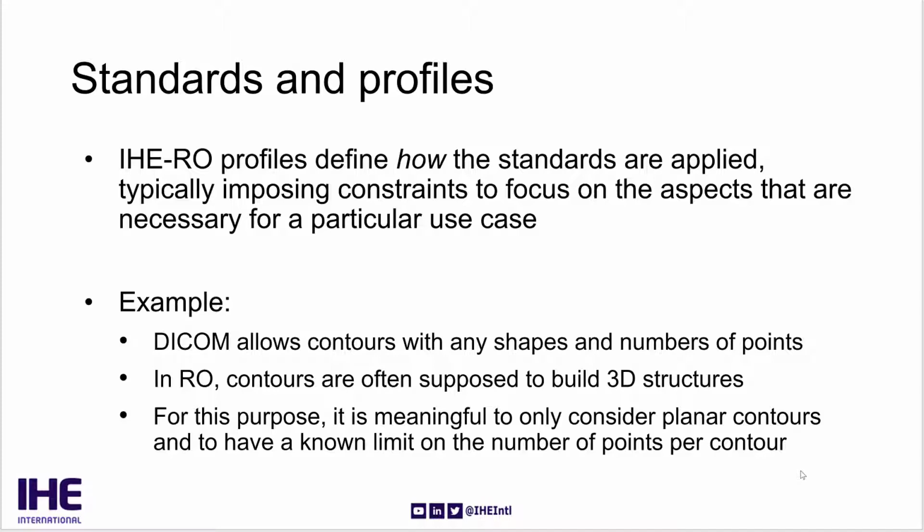One simple example is that DICOM allows for contours to have any shape and any number of points. They can go on image slices or outside image slices, or obliquely or bent; DICOM doesn't really impose any limitation on what counts as a contour. In radiation oncology, contours are often supposed to be interpreted as building up a solid shape, a 3D structure or a surface. For this purpose, it's meaningful to only consider planar contours, even only on the image planes, and to have a known limit on the number of points per contour. So this is something that can be defined in an IHE-RO profile.